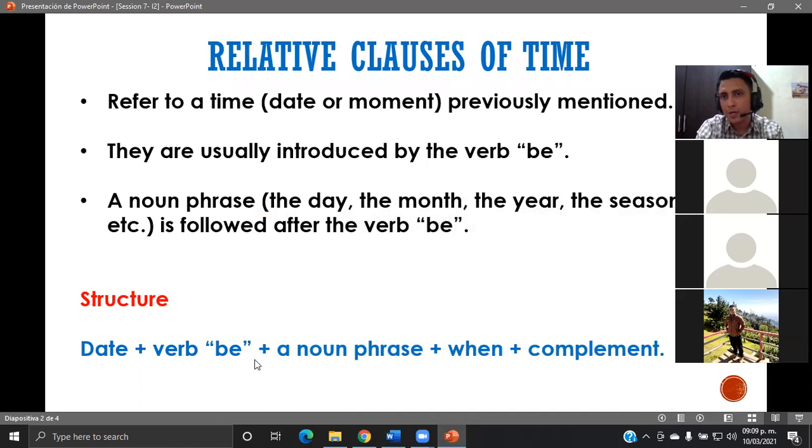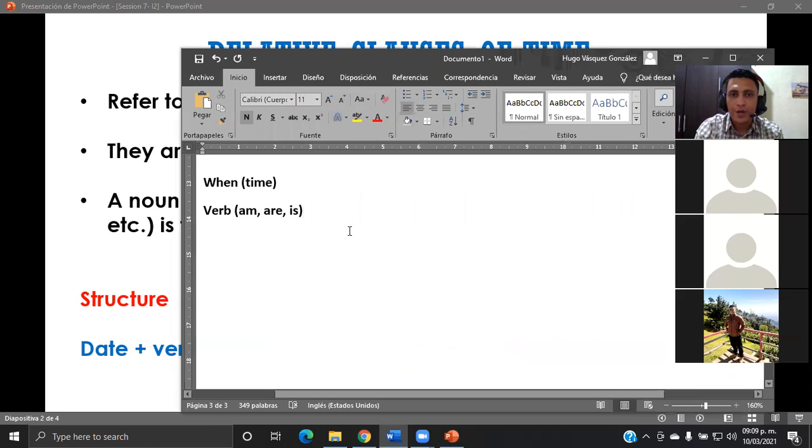The verb be plus a noun phrase. What is a noun phrase? It could be, for example, holiday. That is a noun, a holiday.